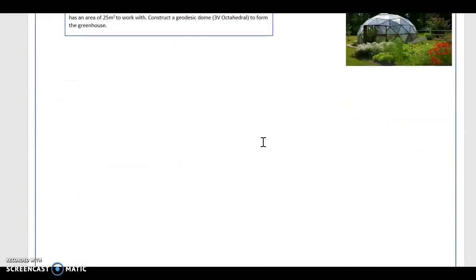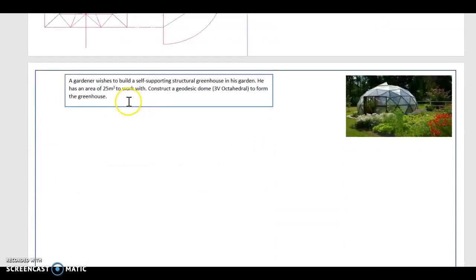Moving on to the second part: a gardener wishes to build a self-supporting structural greenhouse in his garden. He has an area of 25 meters squared to work with. Construct the geodesic dome, a 3V octahedral, to form the greenhouse. I chose this type of question to make students see the real life aspect of a geodesic dome and where they would actually use it in their lives.